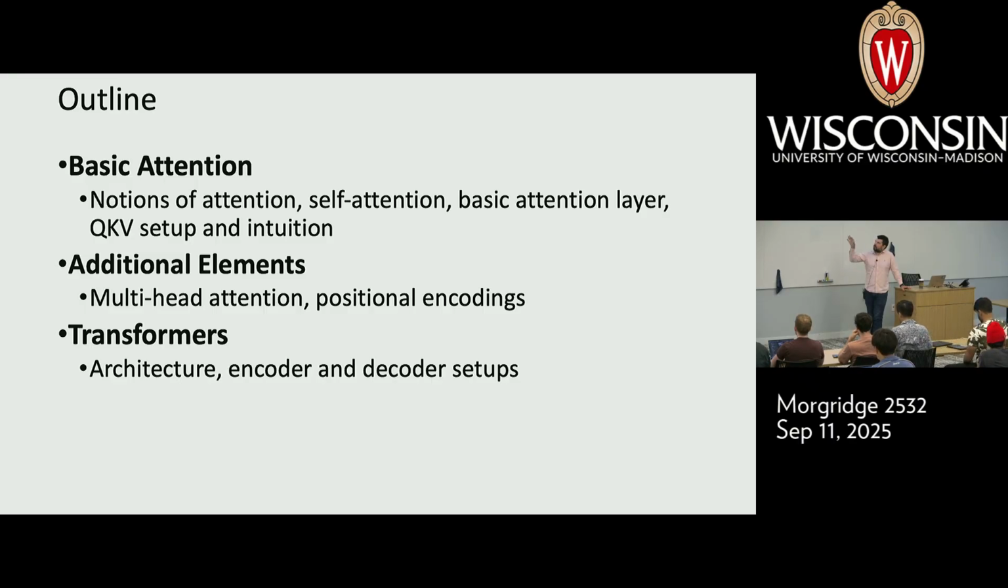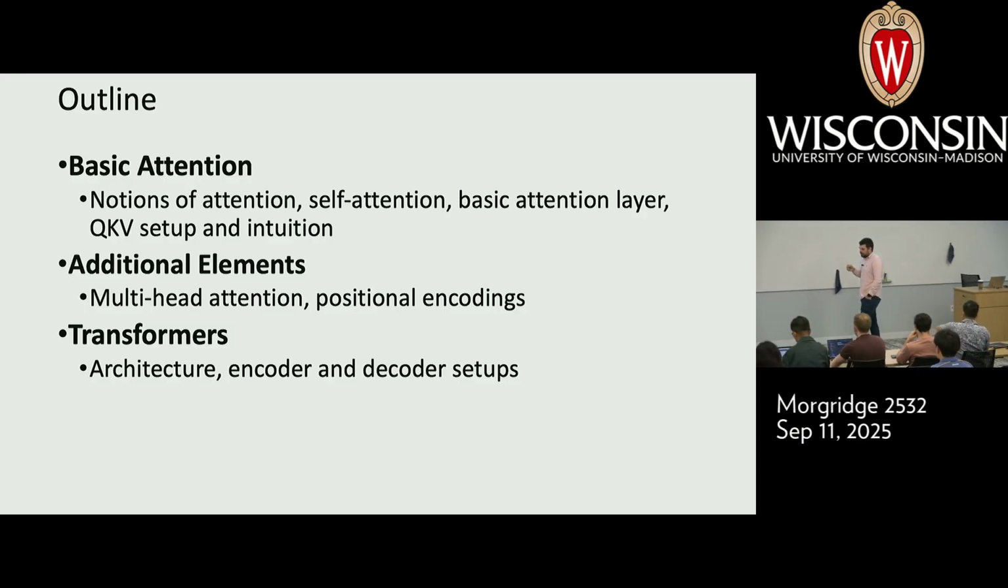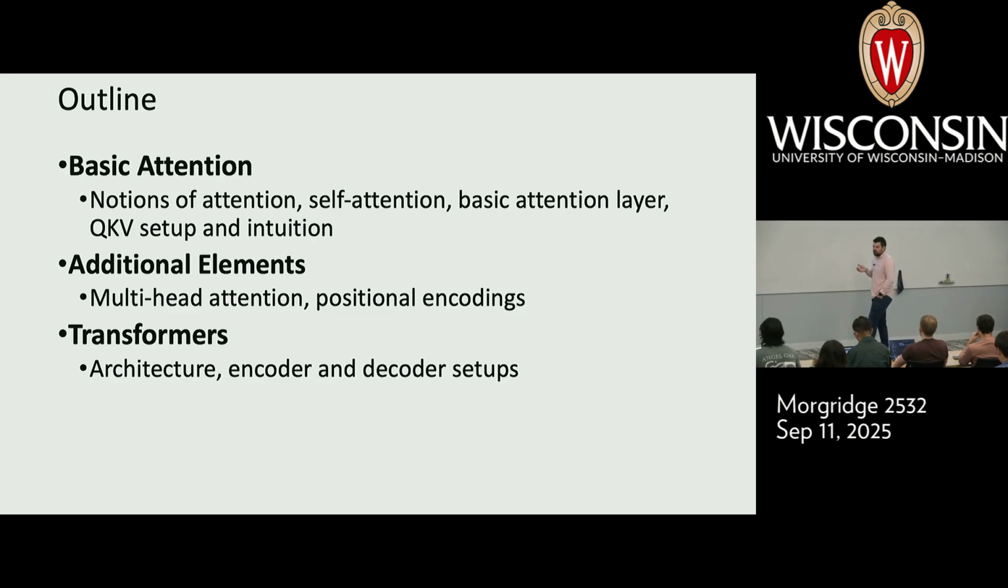And once we've built up this layer, we'll add a few more complications to it. We'll do something that's called multi-head attention that gives us more flexibility. And then finally, we'll use a trick to try to make sure that our models can figure out the fact that order of words matters in sentences. So we'll see what that means in a second, but that's going to be called positional encodings.